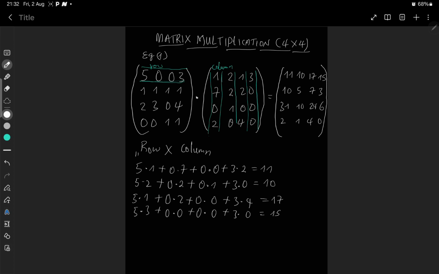And then lastly, the fourth row. Repeat the same process for the fourth row. So at the end of this process, you're going to have this as your answer. So this is how you do a matrix multiplication for a 4 by 4 matrix.